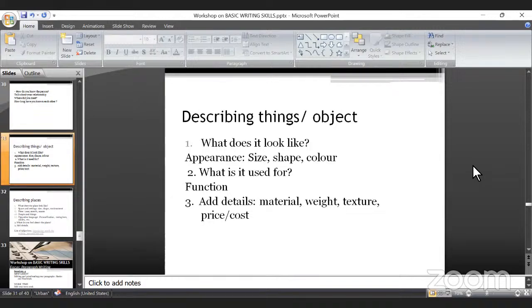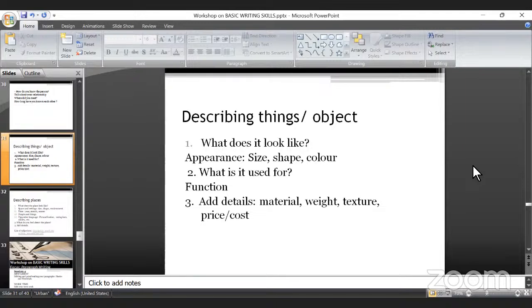Most of the things remain same. Okay, just a few difference between these things. So what is it for the things and object part? Again, very much like people, you're going to talk about what does it look like. Okay, within which you're going to talk about its appearance, which is size, shape, color mostly, or anything else that you deem fit, right? Second, you talk about the function.